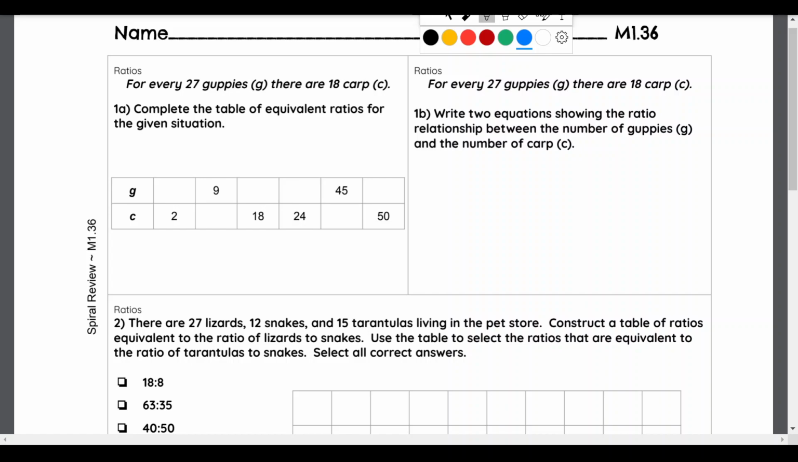Taking a look at 1b, for every 27 guppies, there are 18 carp, and that was our 3 to 2 ratio in the last question. Write 2 equations showing the ratio relationship between the number of guppies and the number of carp. Guppies to carp, 3 halves. The guppies are equal to 3 halves of the carp.